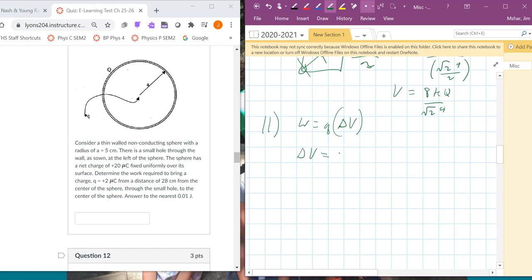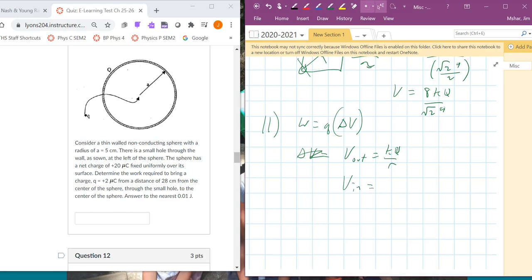If you're outside the ball, V outside is just going to be KQ over R. It's a symmetrically spherical charge. If you're outside of it, it's KQ over R. V inside is going to equal what? That's the key here.